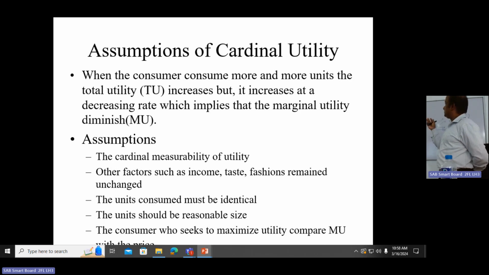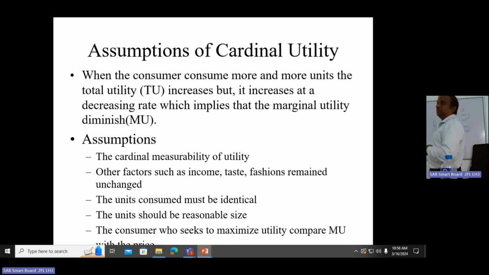So then you see the total utility increases at a decreasing rate, and the marginal utility continues to decrease. The consumer needs to maximize utility, so compare marginal utility with the price. Whether to consume another unit or not depends on the marginal utility and the relative price. So the condition is that marginal utility should equal the price. Those are the basic assumptions: measurability, and other assumptions.